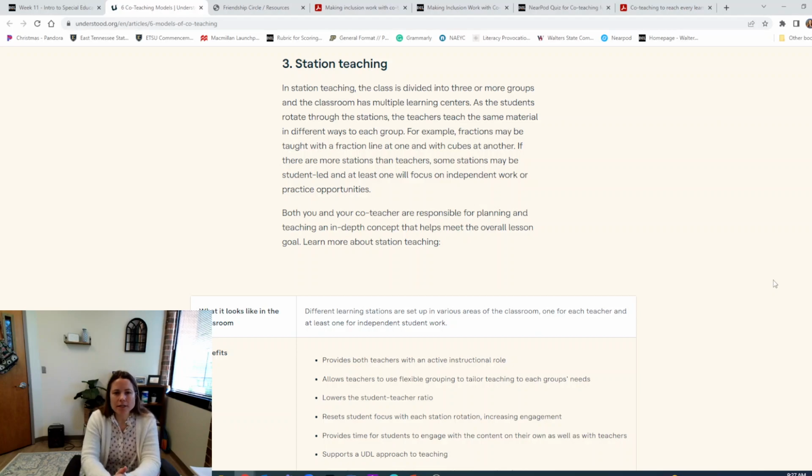So for instance, one station might be where you have a group where you're working on fractions, right? A fraction line. And then at the other one, you may have manipulatives. Okay, so one station you're going to have teachers, the other one may be where there's a group and then the other teacher is focusing on more independent work for that group. So it's really going to take a lot of planning on your time to make sure you're meeting the overall goal.